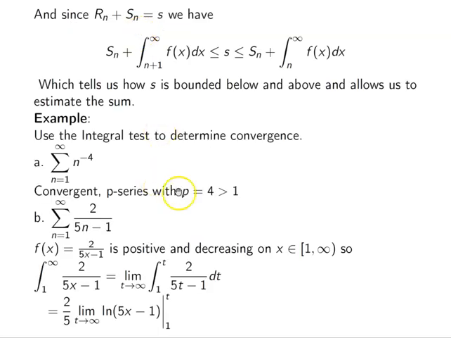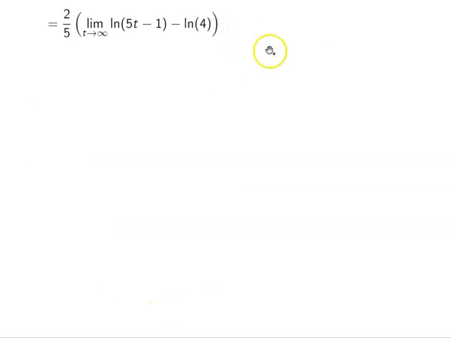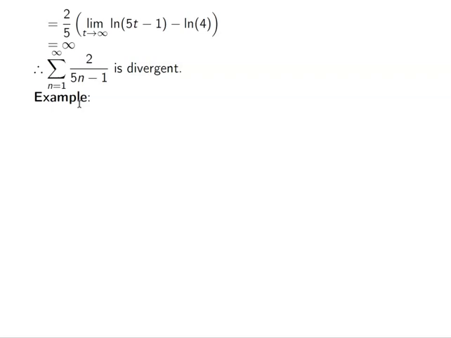And so I just plug in t here. When I plug in 1, I'll get 5 minus 1, which is 4. So that's this natural log 4 here. This is natural log 5t minus 1. And as t gets very large, I'm taking the natural log of very large values. The limit of natural log is infinity. So this goes to infinity and then minus natural log of 4. So it diverges. Okay. So therefore the series diverges as well because it does the same thing that its integral does. Let's look at another example.